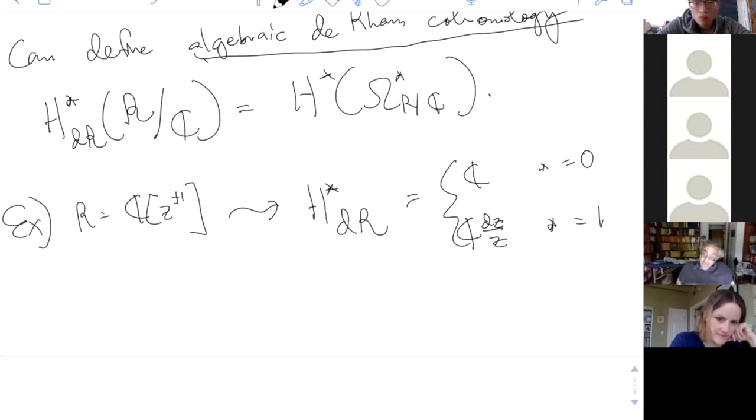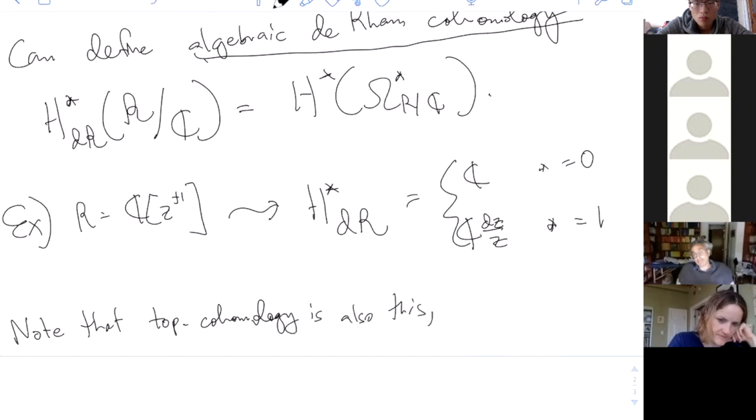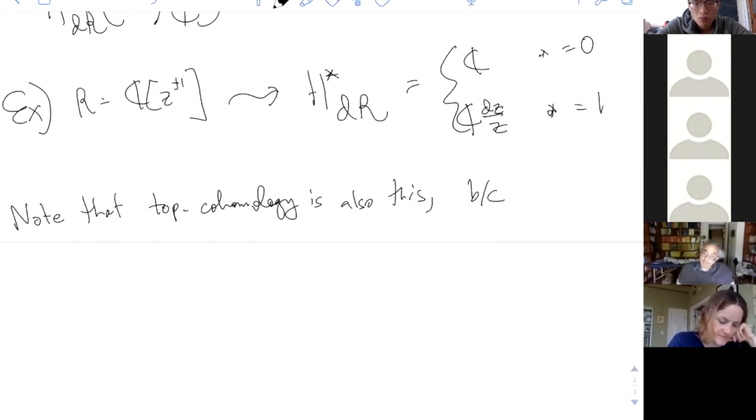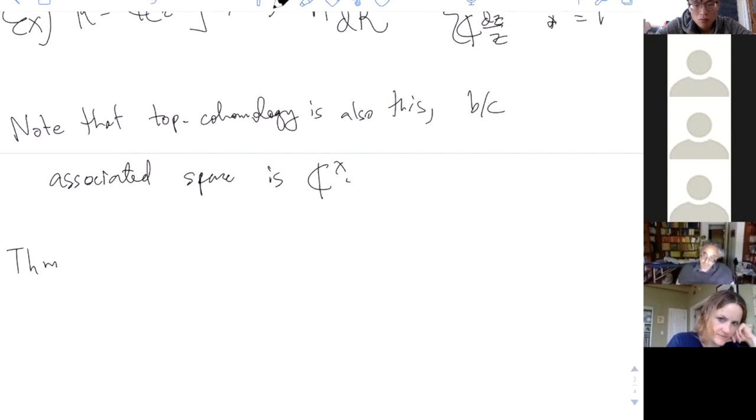Of course, you'll notice that the algebraic de Rham cohomology, which was done purely algebraically, is way smaller than the smooth de Rham complex, and is actually giving you the answer you want. Note that the topological cohomology is also this, because the associated space is just the punctured plane, C cross. So that's good. And in fact, this turns out to work in general. This is a theorem of Grothendieck.